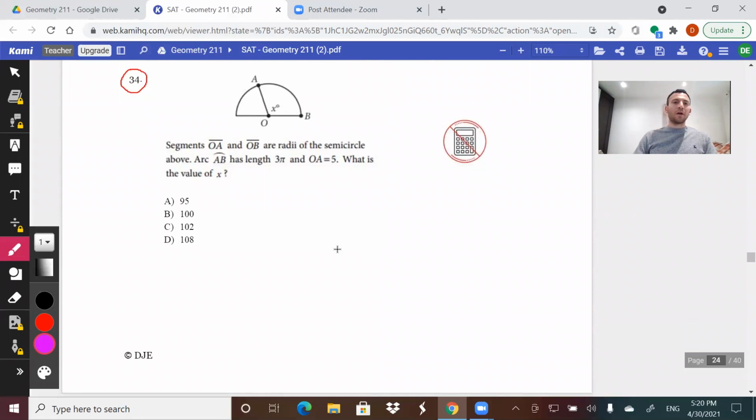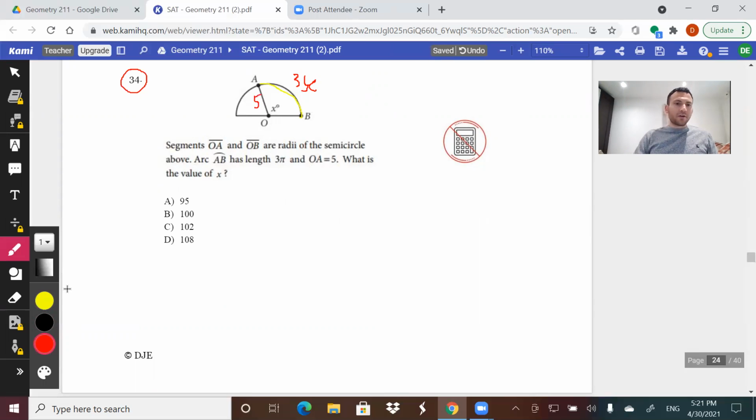This is similar to the one I explained a second ago. It says segments OA and OB are radii. So these segments are going to be the same. Of the semicircle above arc AB, so this arc, I'll do it in yellow, is going to have a length of 3 pi. Okay? And it says OA is 5. And it wants to know, what is the value of X?